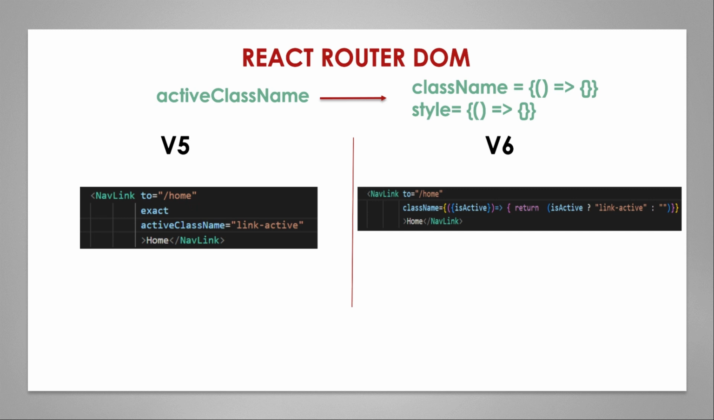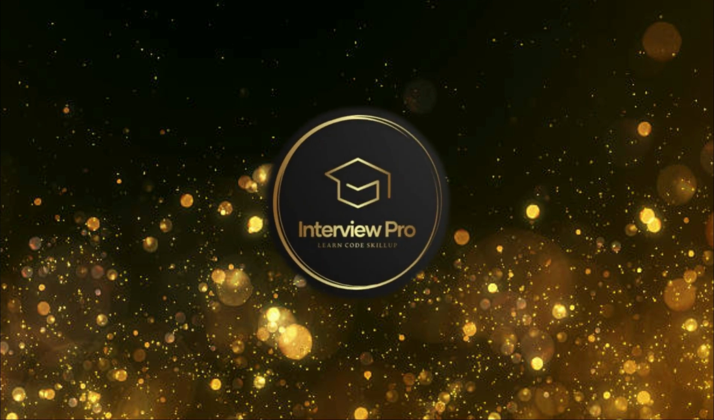And at last, we saw that NavLink used to have a property called active class name in version 5 to let the user know what is the active link clicked. In version 6, the active class name property is removed. Instead, class name will take a function call rather than a simple class name. And this function will have an object with property isActive, based on which we apply styles to show that the link is active. So these are the differences between version 5 and version 6. I hope the concept is clear.